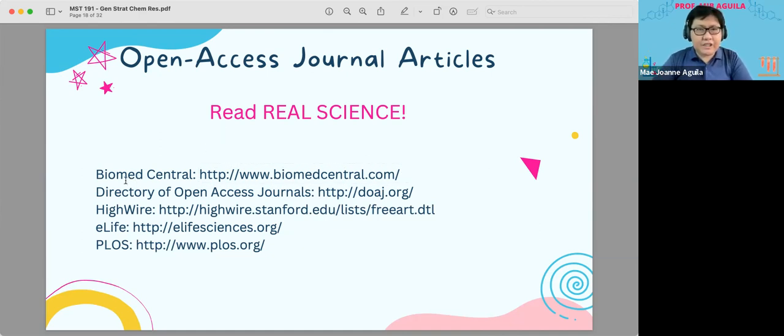And these are typically the websites wherein you can access these open access journal articles. In particular, I'm fond of using the Directory of Open Access Journals, the DOAJ. So, and then maybe you can just search for a certain journal or search for a certain topic.